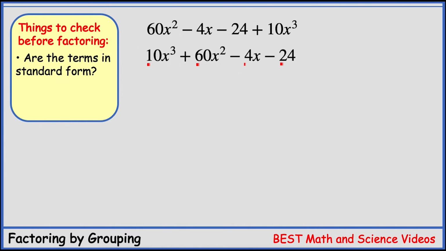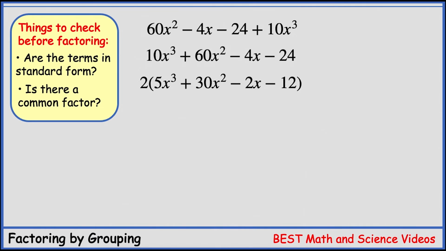Now look at each of the numbers. A second thing you should always check is whether the terms have a common factor. How can you see what it is? Notice that all the terms are even. We can factor out a 2. So now the expression becomes 2 times 5x cubed plus 30x squared minus 2x minus 12.